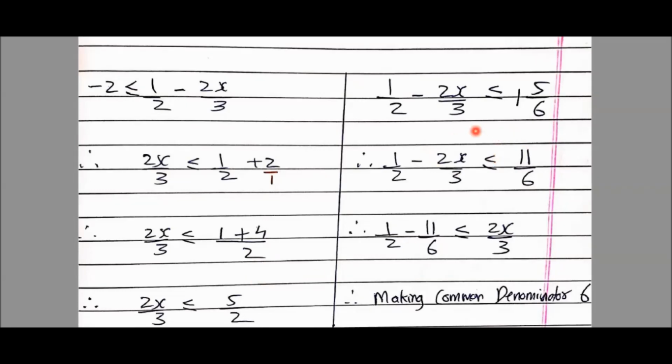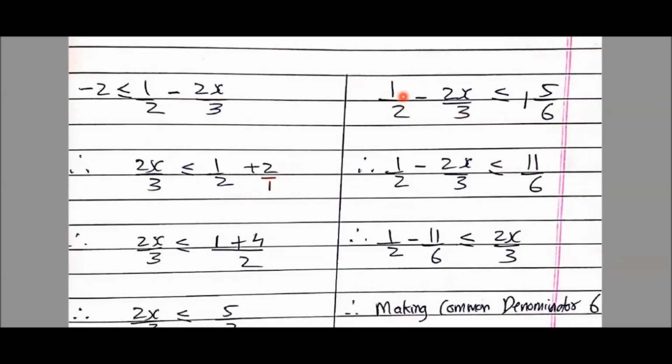Now this side we will solve. I just request you to pause the video and you can solve it now. Half, see the cursor, I'll just zoom it a little. Half minus 2x upon 3 less than equal to 1 5 upon 6. The first thing will be, I'll solve this mixed fraction. 6 ones are 6 plus 1 5. 11 upon 6 will come.